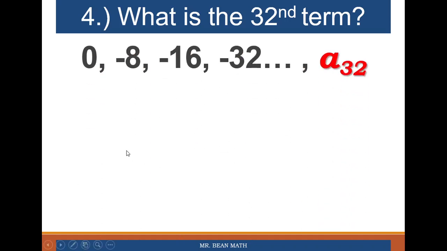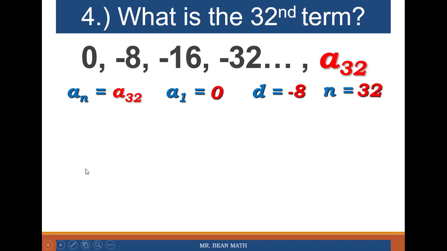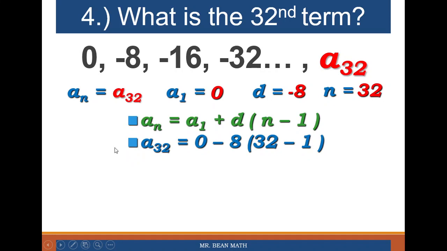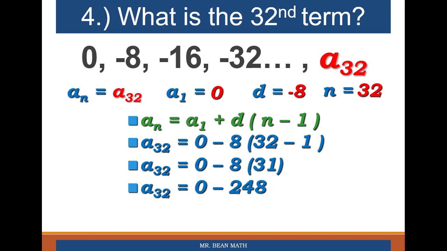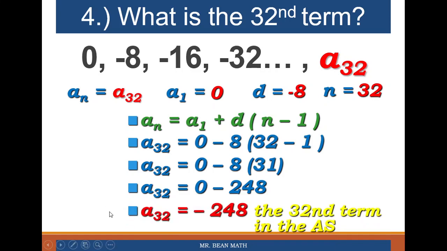What is the 32nd term? 0, negative 8, negative 16, negative 32, and so on, where a sub n equals a sub 32, a sub 1 is equal to 0, d equals negative 8, and n is equal to 32. Using the formula, a sub 32 equals 0 minus 8 times quantity 32 minus 1, a sub 32 equals 0 minus 8 times 31, a sub 32 equals 0 minus 248. Therefore, a sub 32 equals negative 248, the 32nd term in the AS.